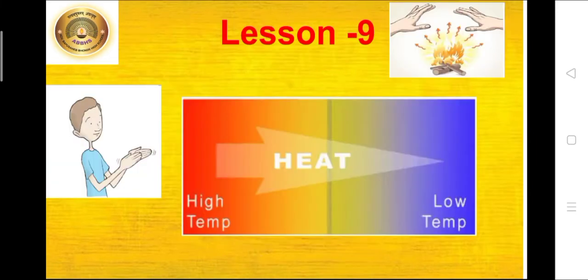When we feel cold in winter season, we rub our palms against each other and put them on our cheeks. We hold a steel glass in a handkerchief while drinking hot milk from it. These are the instances of heat. We are going to learn about more such instances, and hence we are starting with our lesson number 9, heat.